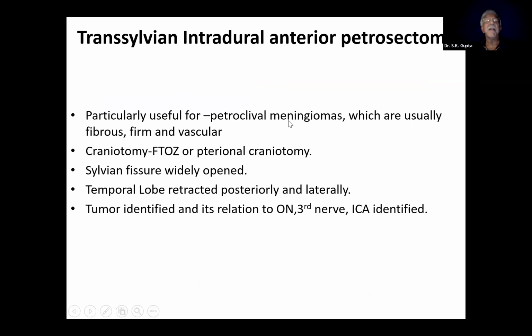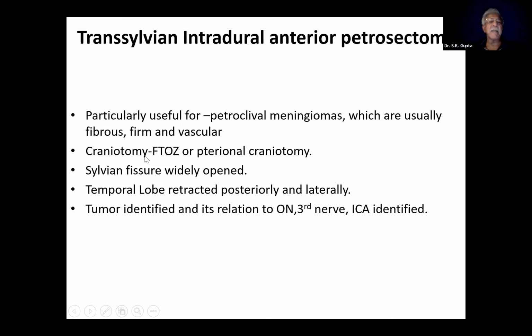So the transsylvian intradural anterior petrosectomy is particularly useful for petroclival meningiomas because they are usually firm, fibrous and vascular, and sometimes they encase the neurovascular structures, which may be hidden behind if you come from the outside. And the perforators can easily be damaged if they are not in your view.